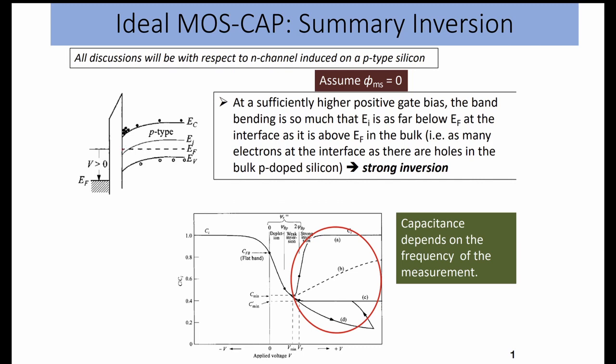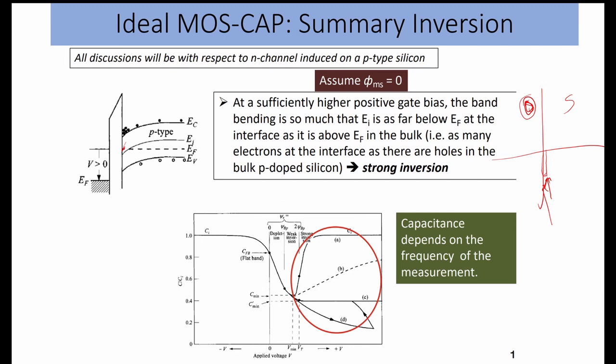Now further after this point, as we increase the positive bias more, the inversion starts taking place. So this is the semiconductor, and the concentration of the electrons is increasing at the interface. This is the oxide, this is the semiconductor. At this junction the electron concentration is increasing.